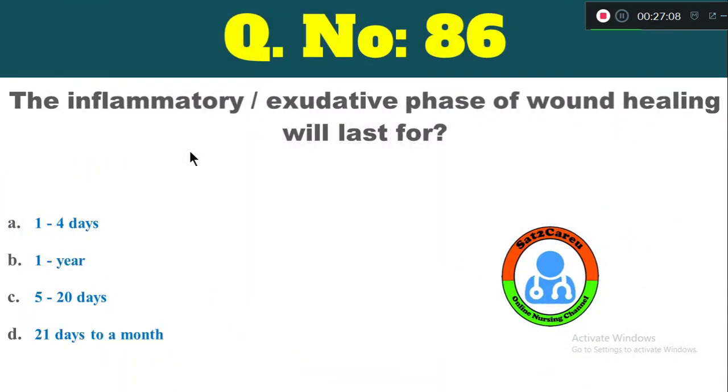Question number 86. The inflammatory exudative phase of wound healing can last for option A, 1 to 4 days, B, 1 year, option C, 5 to 20 days, option D, 21 days to a month. The right answer, 1 to 4 days. The inflammatory exudative phase of wound healing can last for 1 to 4 days.